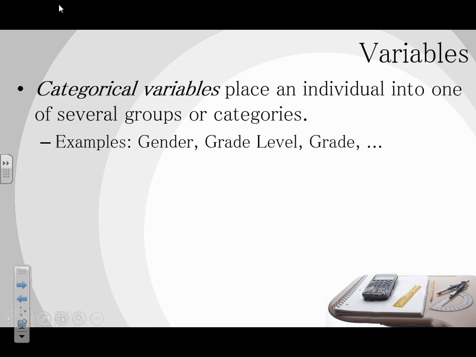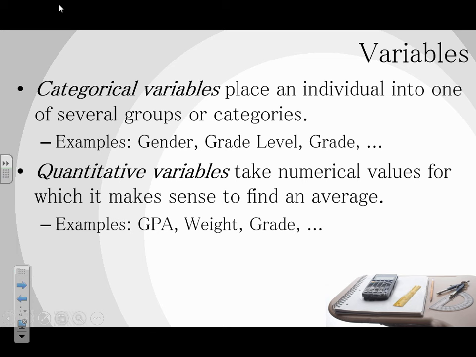Grade level. Okay, so grade level, if we're talking a high school setting, that could be 9th grade, 10th grade, 11th grade, 12th grade. So each class is a different group or category that you can classify individuals into. Grade. You could look at grades like you get an A, you get a B, you get a C, you get a D, you get an F. So each group you can place students into depending on their grade in the class. Okay? So categorical variables when you can actually set up separate categories and fit the individuals into each of those different categories. The second type of variable are called quantitative variables.